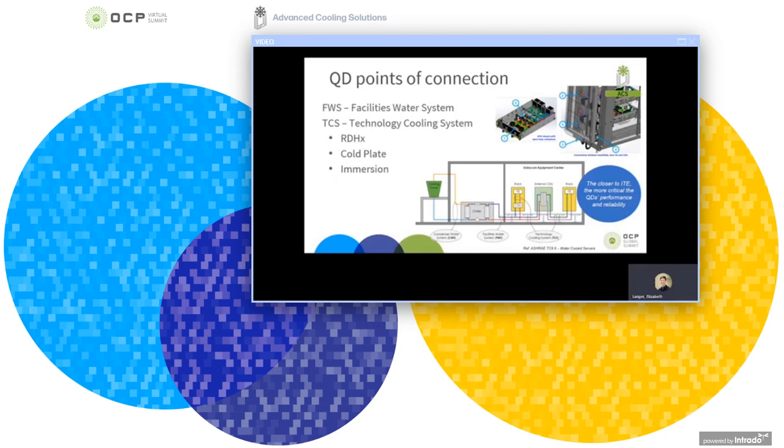In the upper right here, we have an example of possible connection points for an ACS rear door heat exchanger or cold plate server. There could be connections at the manifold, at the rear door heat exchanger inlet and outlet, on the blade chassis level itself.